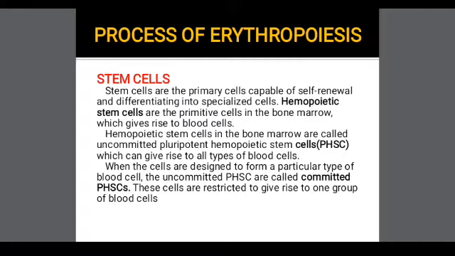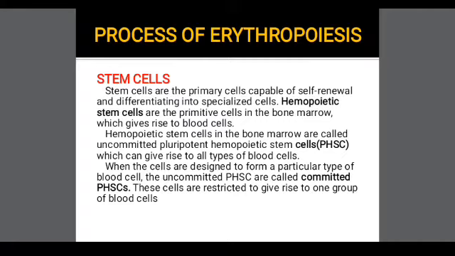They can give rise to anything. So they are uncommitted. They are not committed to something. Pluripotent hemopoietic stem cells are cells that can give rise to all types of blood cells. In early stages, the PHSC are not designed to form a particular type of blood cell, and it is also not possible to determine the blood cell to be developed from these cells. Hence the name uncommitted pluripotent hematopoietic stem cells.